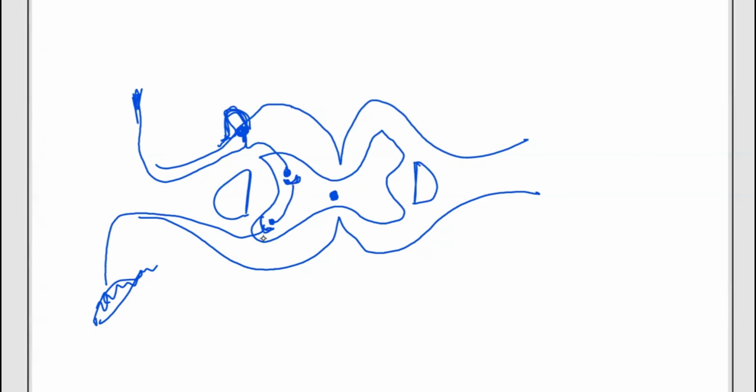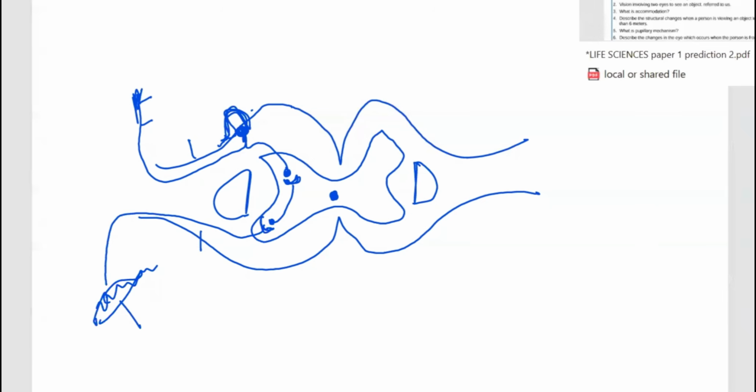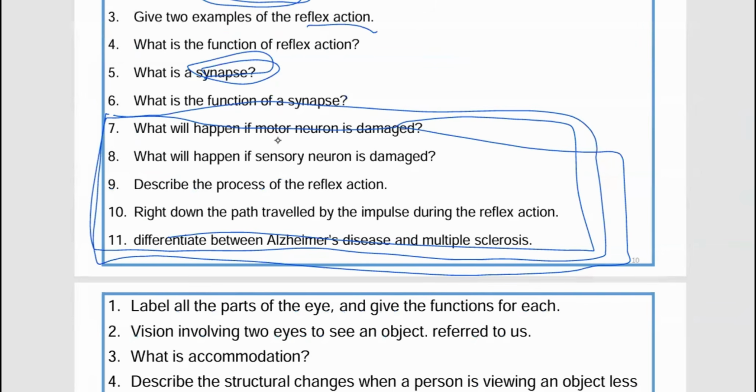And then you have to know how to label these parts: sensory neuron, receptor, then dorsal root ganglion, and then you have ventral root, you have the muscles. So all that you are supposed to know. Why am I going all this way? Because of these two questions. They say, what will happen if motor neuron is damaged?